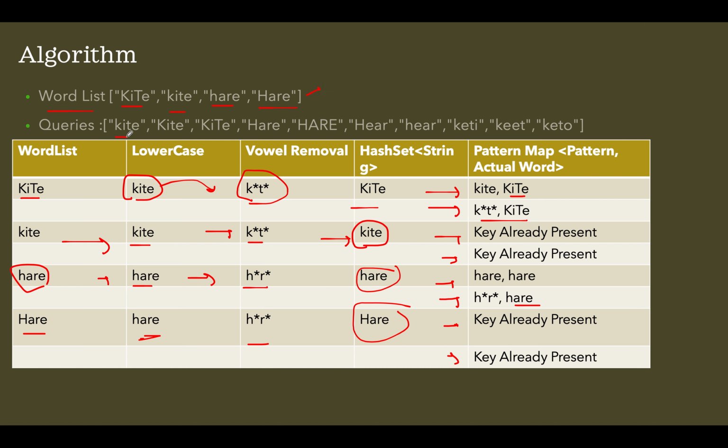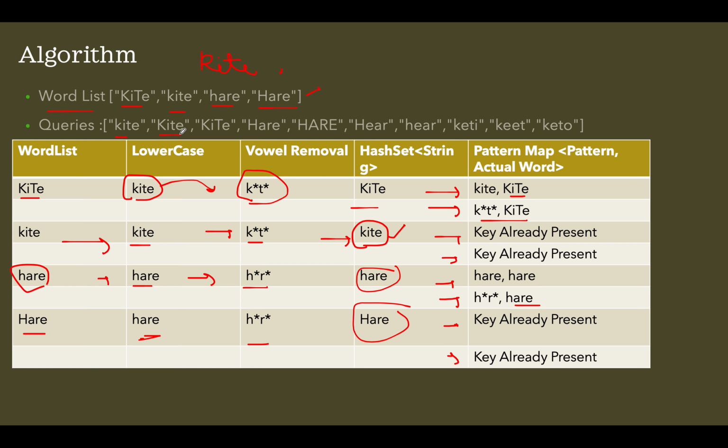We first get kite, and the first step is to check in the hash set itself whether there is an exact match in the word list or not. In this case it is there, so this string matches. So the first output query will be kite. And let's move on to the next case.